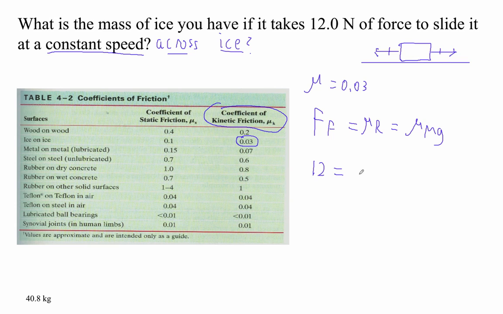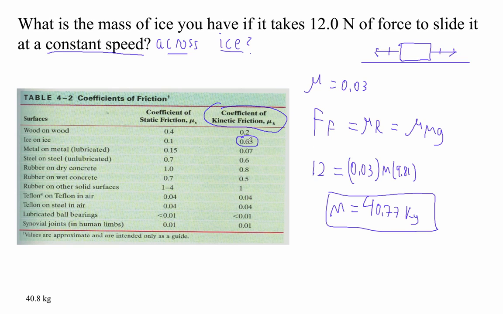All right, so 12 equals mu, so 0.03, times the mass, which we don't know, times 9.81. Okay, so 12 divided by 0.03 divided by 9.81 is 40.77, so the mass is 40.77 kilograms. Keeping in mind that we only have one sig fig, we'd have to say about 40.